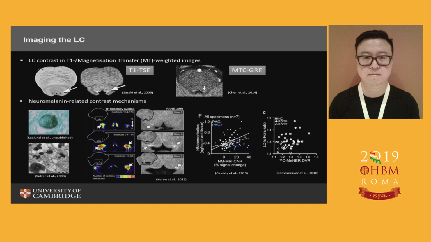This neuromelanin-sensitive sequence has been validated using histologic evidence showing the corresponding locations of the enhanced signal and LC neurons. Some recent studies also showed that the contrast-to-noise ratio in the LC is correlated with the local concentrations of both neuromelanin and the noradrenaline transporters.